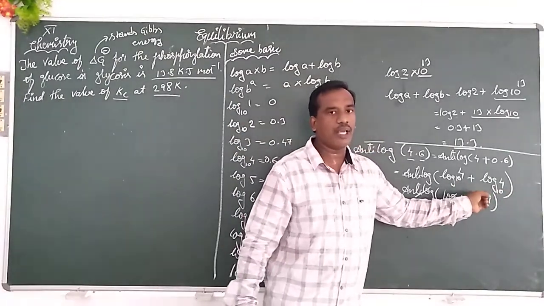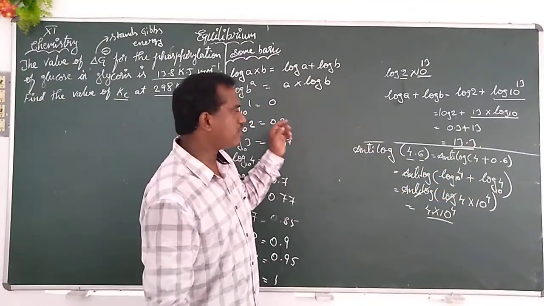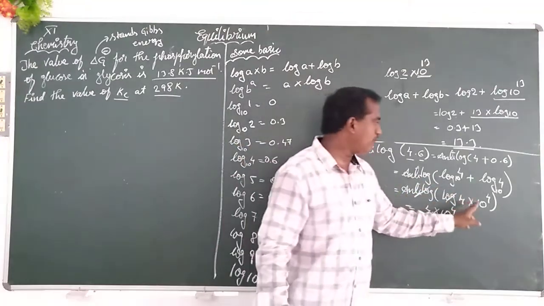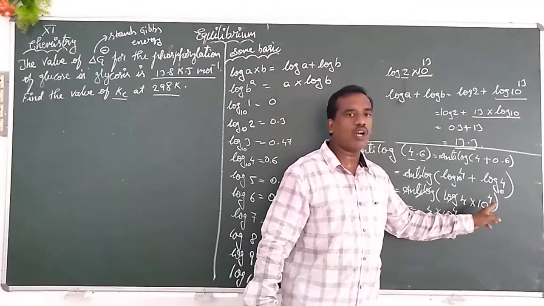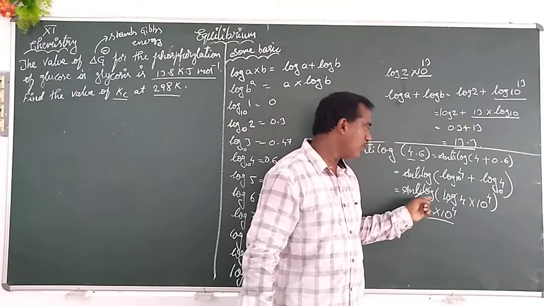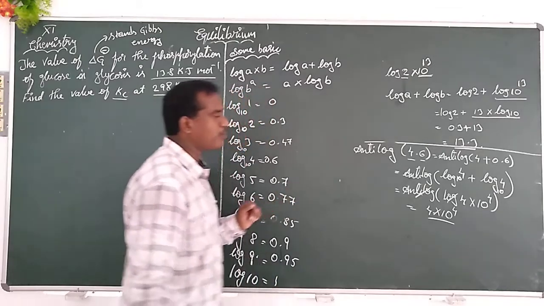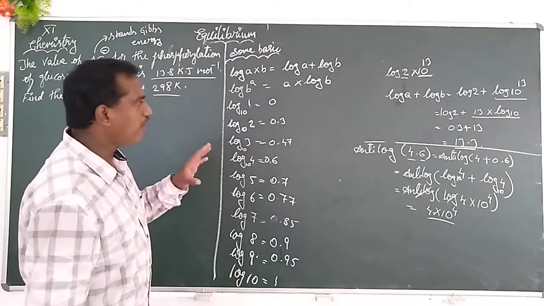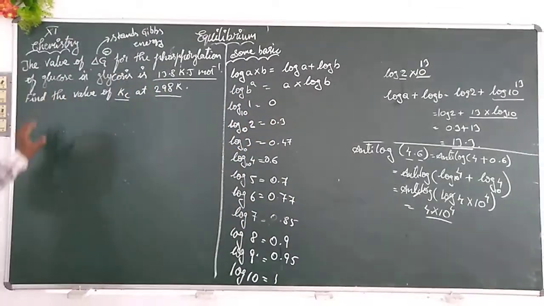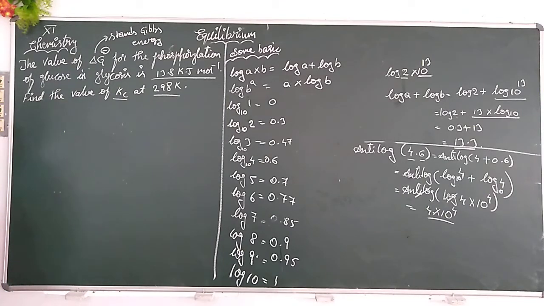This is log a plus log b, or we can write log a into b. So I am writing this one as log 4 into 10 to the power of 4. So anti-log and log will be cancelled out, and we are having 4 into 10 to the power of 4. This is very basic and important for doing these numericals. Let us see this question here.